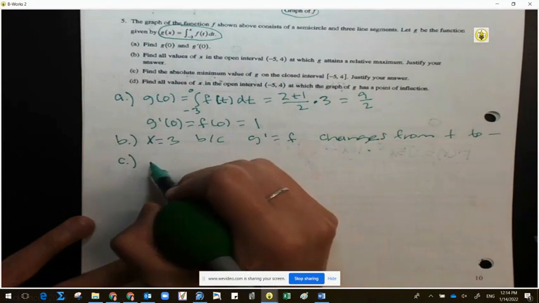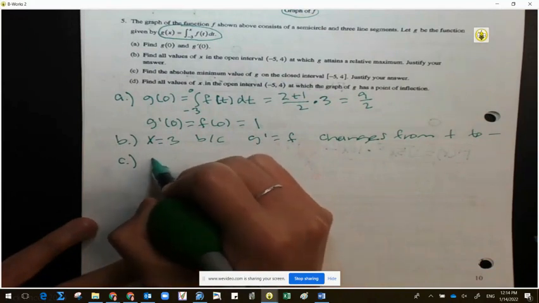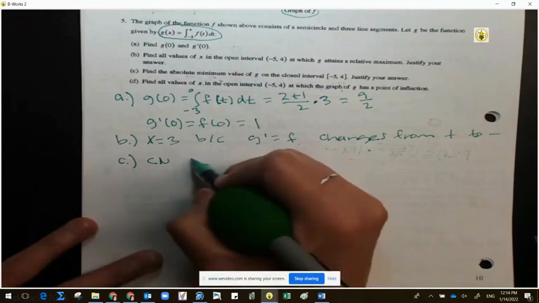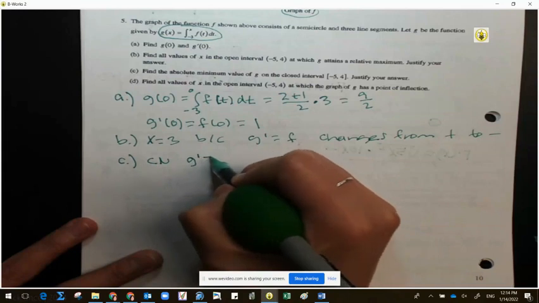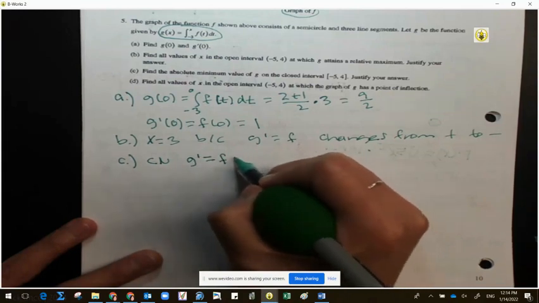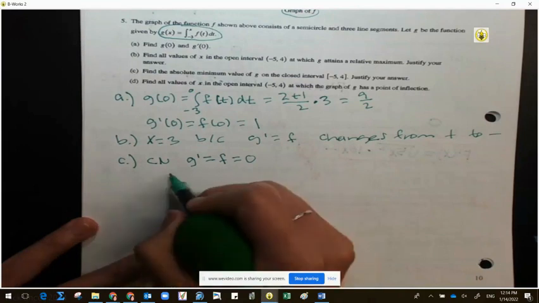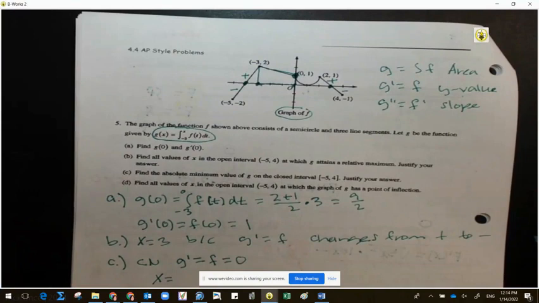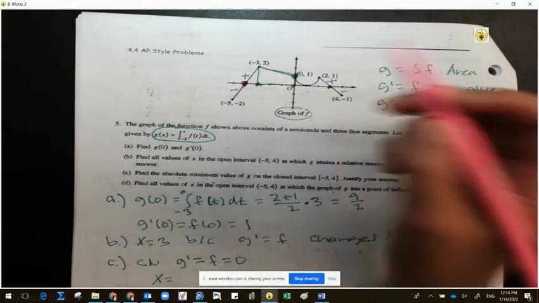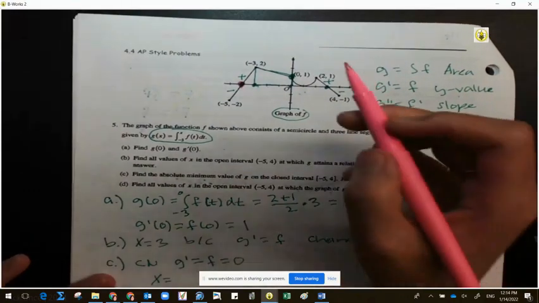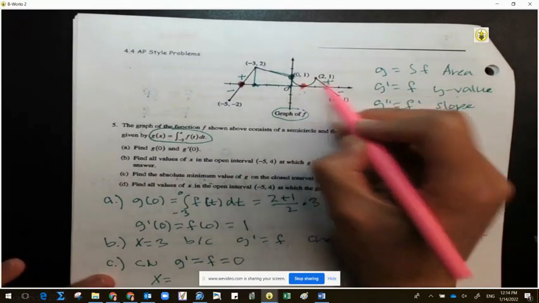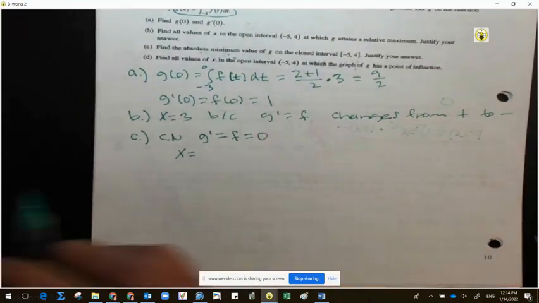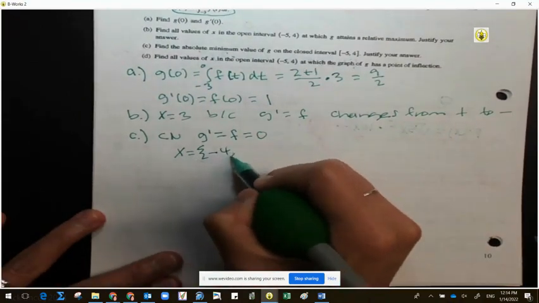If we're looking at absolute minimum, do you remember doing critical numbers back in unit 1 or 2-ish? The way we did that was we found where the derivative, in this case denoting the function, is equal to 0. So I need to figure out where my f is equal to 0. Let's go to our graph. The function is 0 over here, and here, and right here. So we have it at 3 spots.